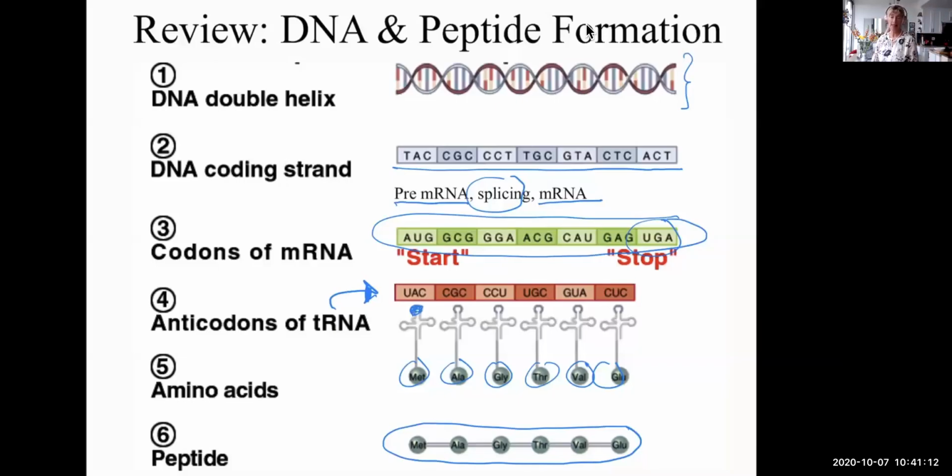So reviewing the processes of protein synthesis. First of all, here's our DNA double helix once again. It's a double helix, so that just means it has 2 strands and it's wound into a helix form. That was discovered quite a long time ago, that it was that shape.